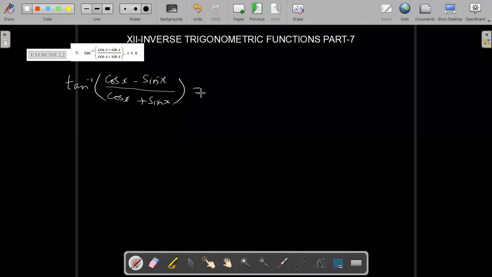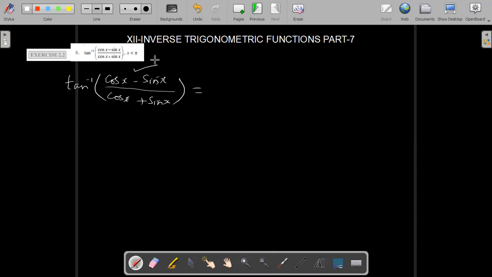So as I told you, in tan inverse theta, this should be converted into tan. Only then will this tan inverse cancel with tan and we get the answer. So we have to make it tan inside. So here we will try to convert into tan.